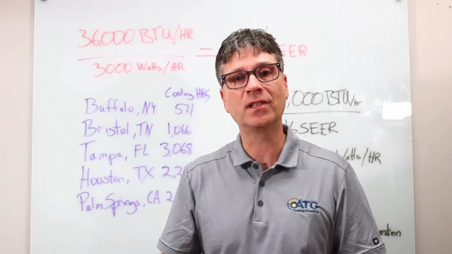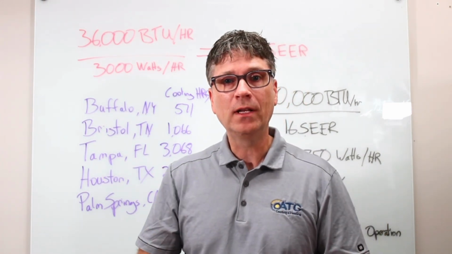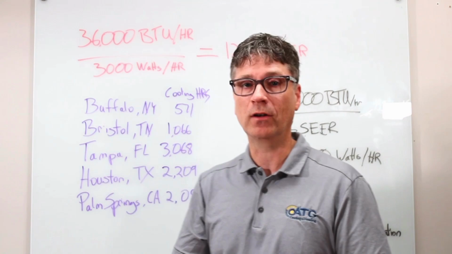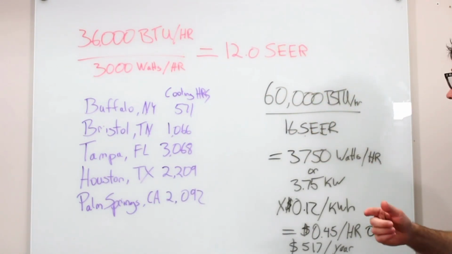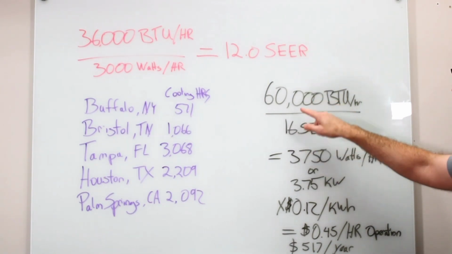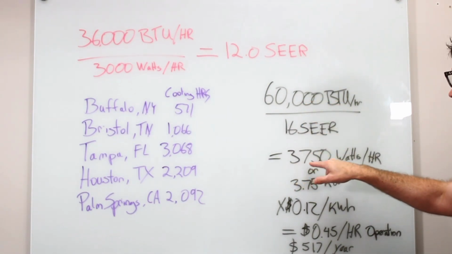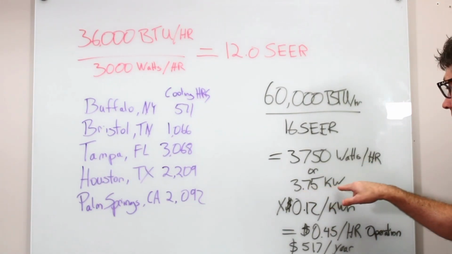Now, as a 5-ton system, I know that it's probably a little bit lower than that. So in our example, let's use 16.0. So 60,000 BTUs, that's a 5-ton system, and 16 SEER. You divide 16 into 60,000, you get 3,750 watts per hour, or 3.75 kilowatts.